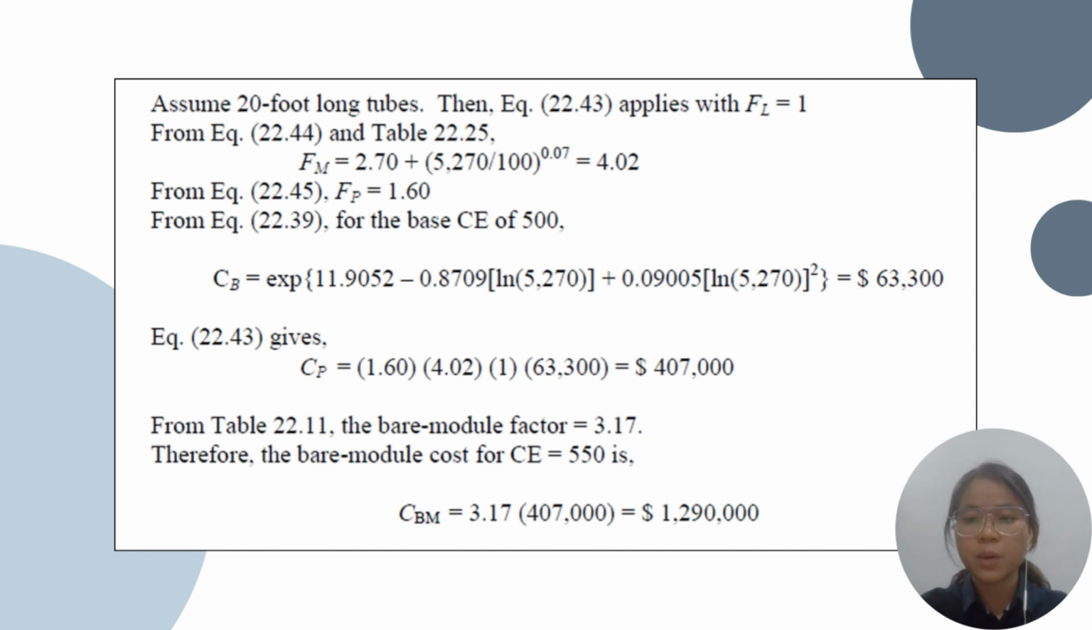So in the final step, we calculate the bare module cost, which represents the total cost of the unit, including installation, piping, and instrumentation. By applying the standard bare module factor of 3.17 from our reference tables and adjusting for inflation, scaling the cost from a CE index of 500 up to the current index of 505, we arrive at a final estimated project cost of 1.29 million.